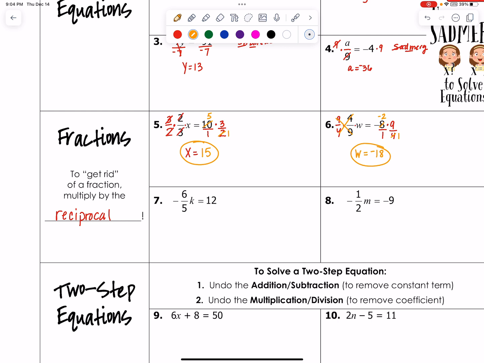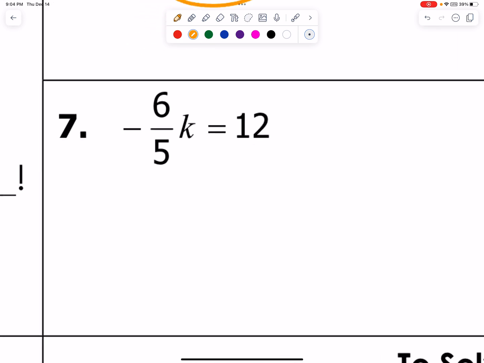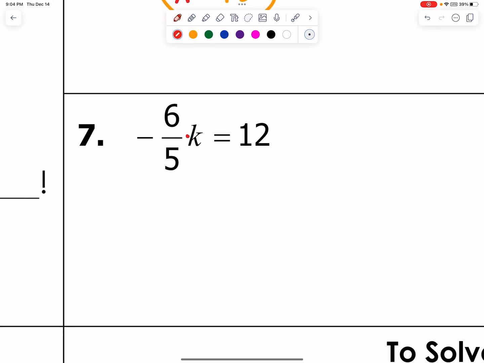If you guys want to jump over and pause this and just try it on your own, you can, or if you want to just keep going with me, whatever you'd like, okay? All right, number 7, here we go. It's a k times -6/5. Remember, sometimes I like to put my negative up in the numerator there. Visually, it just helps me.